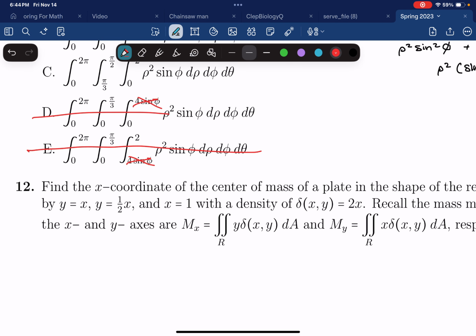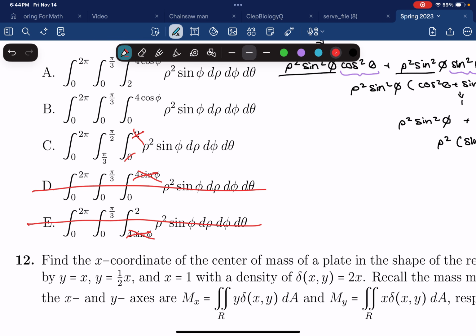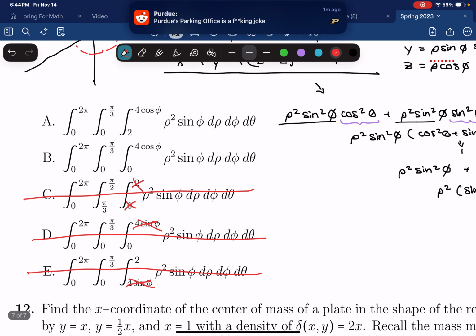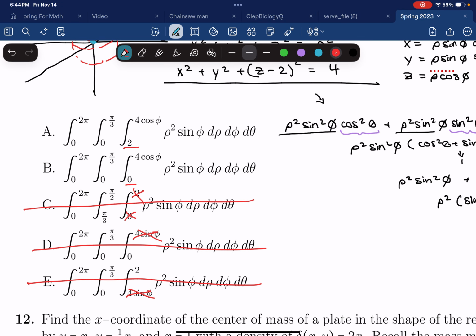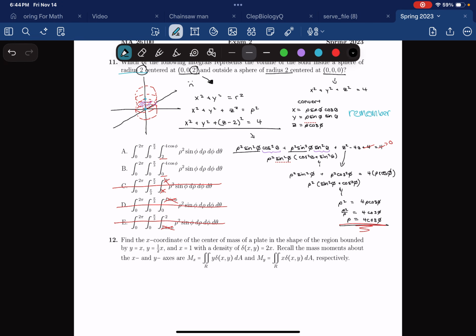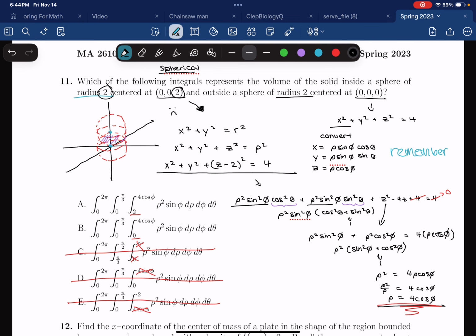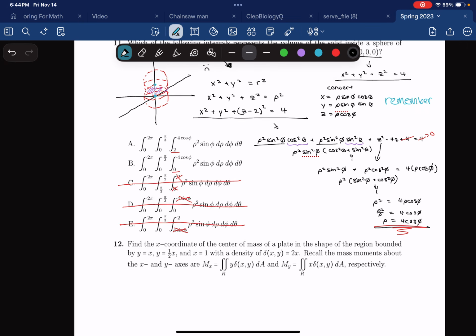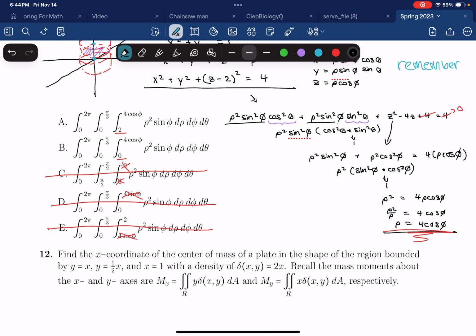That's also a 4 sine phi. This doesn't even have anything relating to this. And we get these two. So now we got to see the other integral. But this one should be pretty simple, because just remember, plug these in.